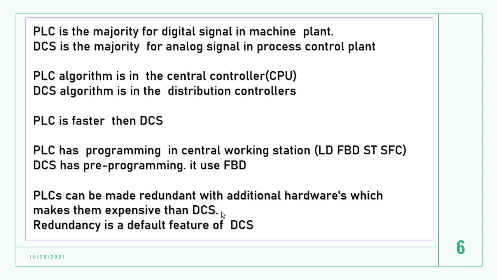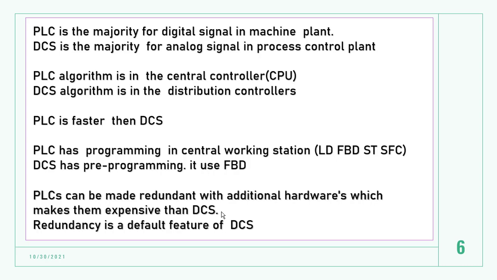Okay, first we talk about the PLC and DCS difference. PLC is the majority for digital signals in machine plants. DCS is the majority for analog signals in process control plants. PLC algorithm is in the central controller, in the CPU. It does everything. DCS algorithm is in the distributed controller.